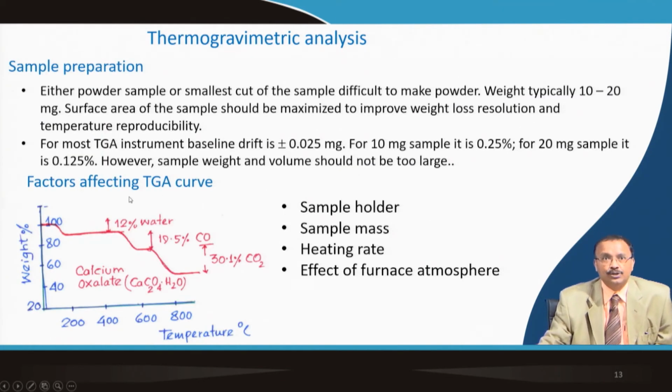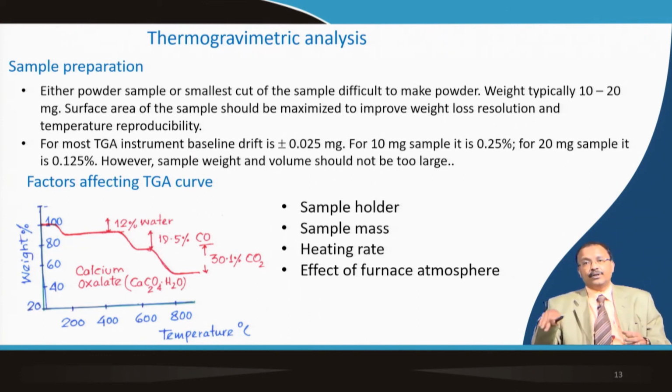For sample preparation, either you can use a powder sample or a very small cut sample if it is difficult to make a powder. Weight is typically taken as 10 to 20 milligram. The surface area should be as high as possible; it should be maximized to improve the weight loss resolution. For most TGA instruments, you have a baseline drift, which is typically plus or minus 0.025 milligram. So, if you have a 10 milligram sample, it is 0.25%. If you increase it to a 20 milligram sample, this is 0.125%.